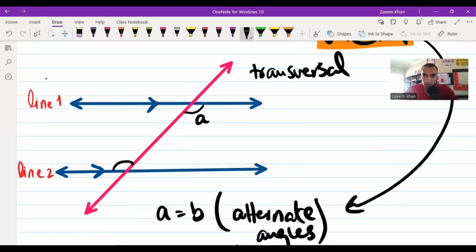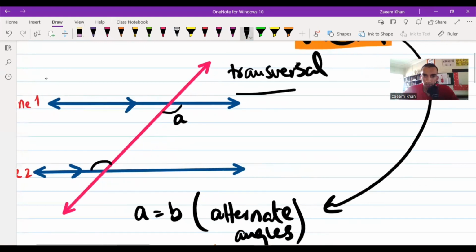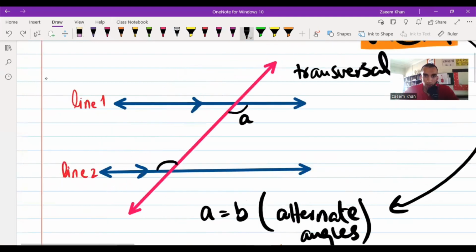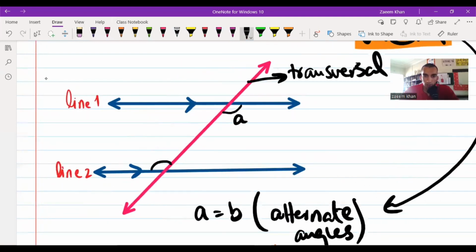Familiar with this? I'm not sure. What do you call this? It's up here. Transversal, right? This pink line is a transversal.